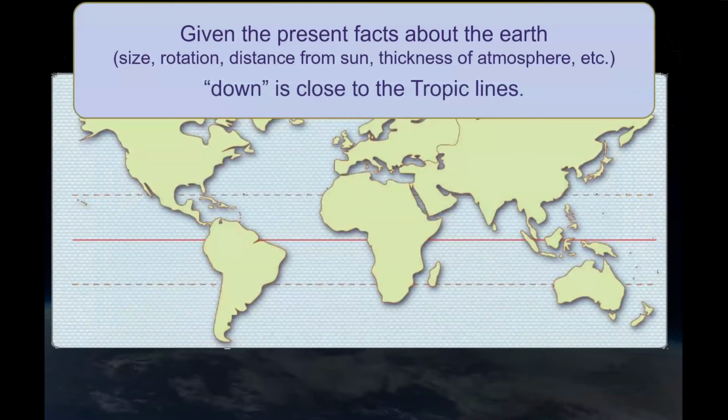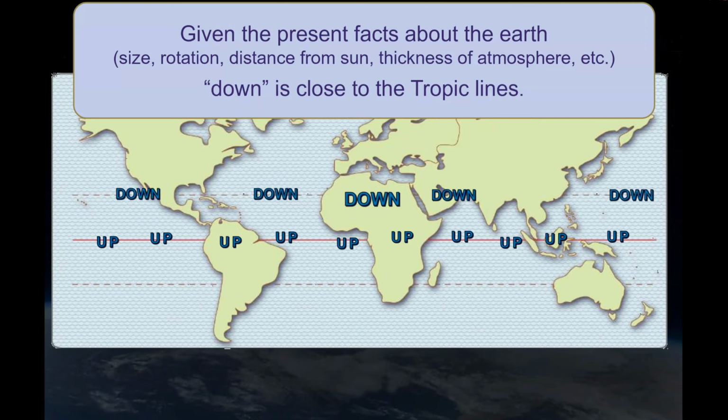Given the present facts about the Earth, how big it is, the rotation speed, distance from the sun, thickness of the atmosphere, all that kind of stuff, down is close to the tropic lines. And that's just a fact. If the atmosphere were thicker, it would happen at a different place. And in fact, when the atmosphere changes, down does change. So it goes up near the equator, it comes down near 30 degrees, near the tropic lines, about a third of the way toward the poles.